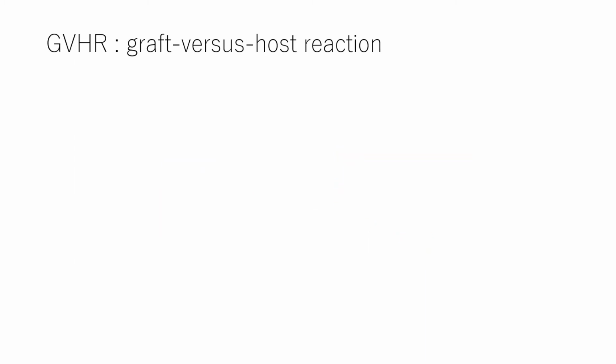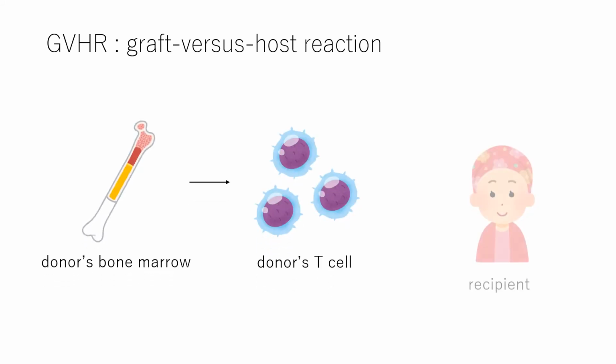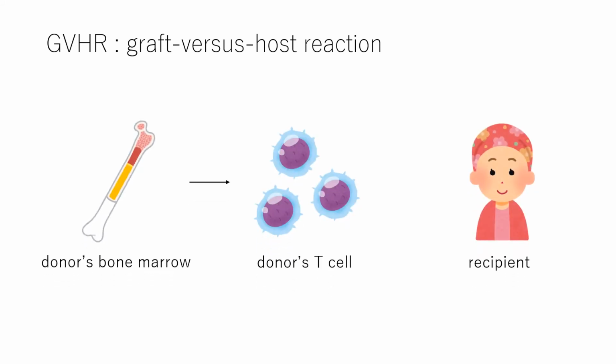Next, let's look at the GVHR. GVHR stands for graft versus host reaction. It occurs in bone marrow transplants performed on patients with leukemia or congenital immunodeficiency syndrome. It occurs when T cells produced from the donor's bone marrow recognize the various tissues of the recipient as non-self and attack them.